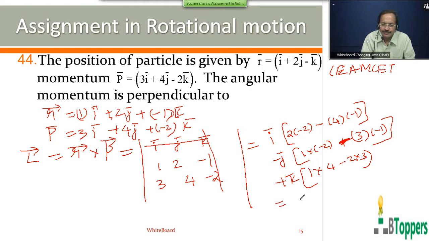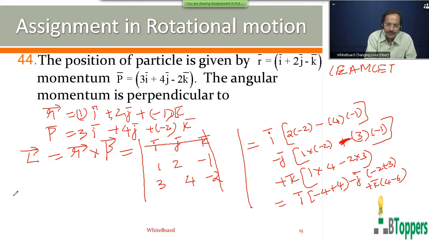So you get x component of angular momentum 0. I bar minus 4 plus 4. Minus J bar into minus 2 plus 3. Plus K bar into 4 minus 6. So if you write the angular momentum L bar in the vector form, I bar into Lx plus J bar into Ly plus K bar into Lz.